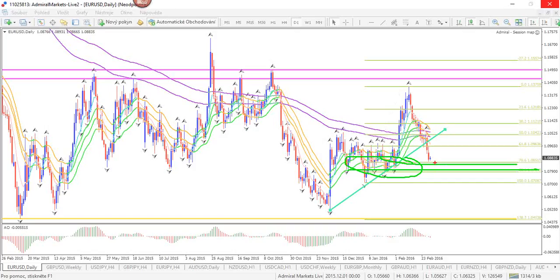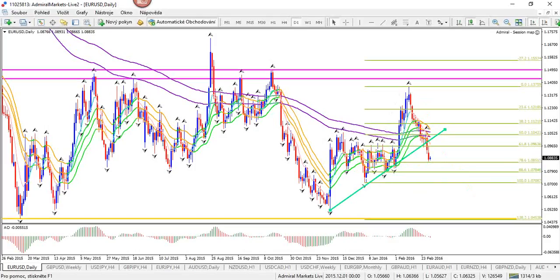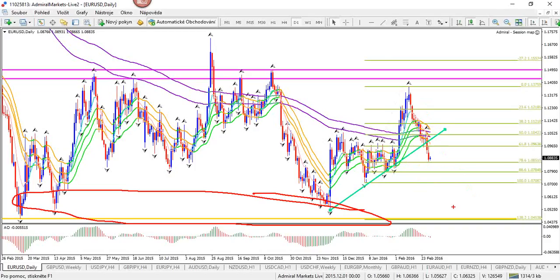And if price does push through the 78 and 88.6 fib, well then, things are looking more bearishly impulsive than I expected, obviously. So in that case, price will probably go down to challenge this bottom, and we'll have to see how price responds to that bottom.